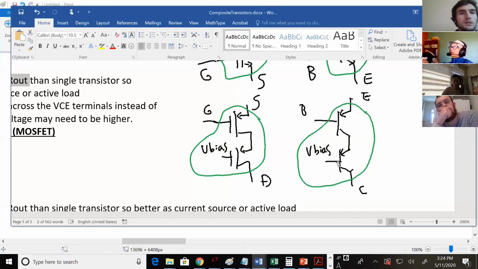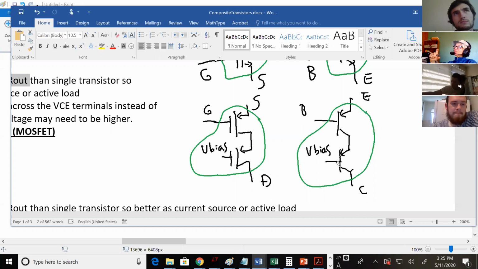What circuit do you like a high R out for? Maybe like an ECL or an Eccles circuit? That's like still kind of an amplifier. Can you think of a different circuit that we built this quarter that likes high R outs? Current mirror. Current mirror, exactly.